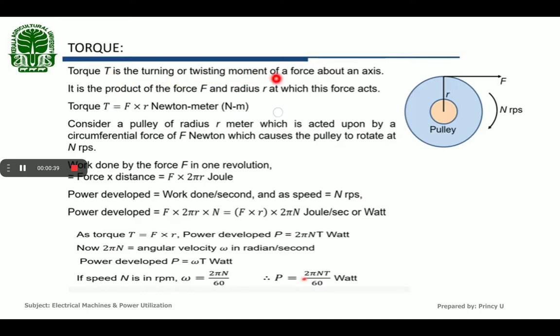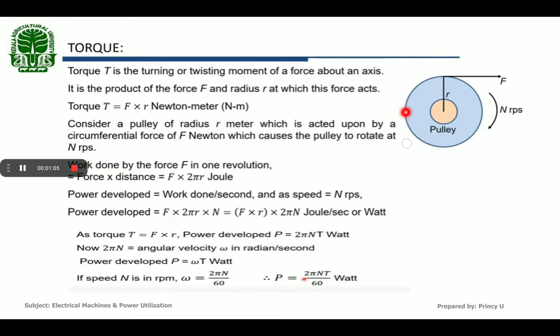turning or twisting moment of force about an axis. For a particular axis, a turning moment of force is called torque. So torque is defined as a twisting moment of force about an axis. Okay. So it is a product of force into the radius at which this force acts.